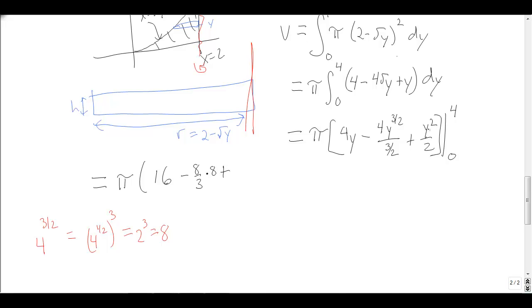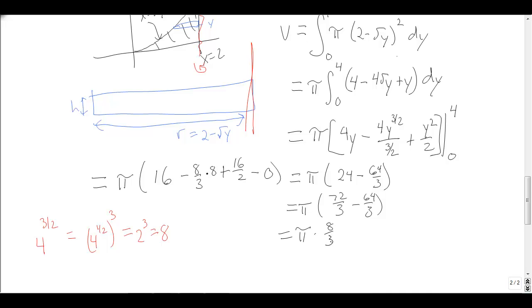And then I'm going to add, let's see, y squared is 16 over 2. I suppose that's an 8 as well. I should be subtracting, plugging in 0 for y, but each of these terms is 0. So let me write a minus 0 here. They're all 0 when I plug in 0 for y. And so what I get is pi times, let's see, 16 plus 8, that's 24, minus 8 times 8, that's 64/3. And I can rewrite this as pi times, let's see, 24 times 3 is 72. So that's 72/3 minus 64/3. So I get my pi times 8/3, which I'd probably write as 8 pi over 3.